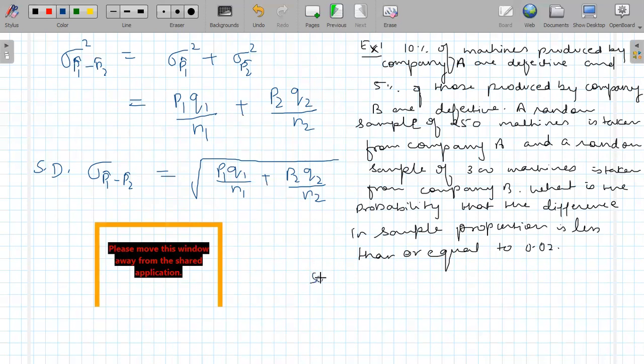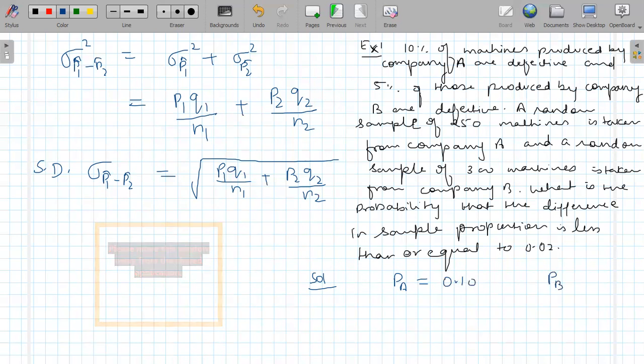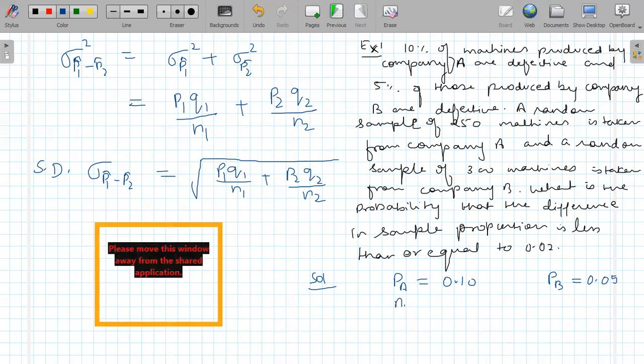तो सबसे पहले हम ये नोट करते हैं कि हमें क्या गिवन है क्वेश्चन में। हमें पॉपुलेशन प्रोपोर्शन गिवन है पी ए, यानी कंपनी ए जो मशीन प्रोड्यूस करती है उनमें डिफेक्टिव मशीन का प्रोपोर्शन कितना है 0.10, और कंपनी बी जो मशीन्स प्रोड्यूस करती है उनमें डिफेक्टिव मशीन्स का प्रोपोर्शन कितना है 0.05। Sample size here is 250 and here it is 300. You can use A or B also here in place of 1 and 2.